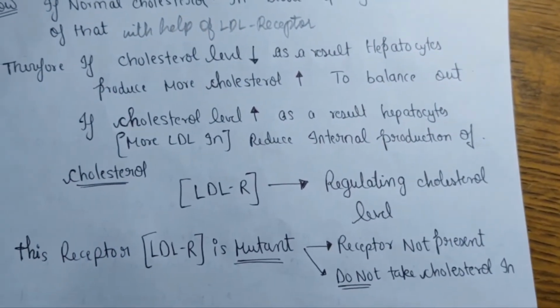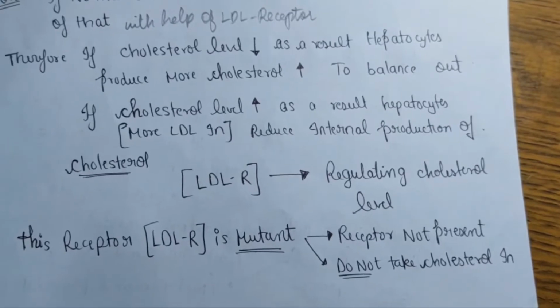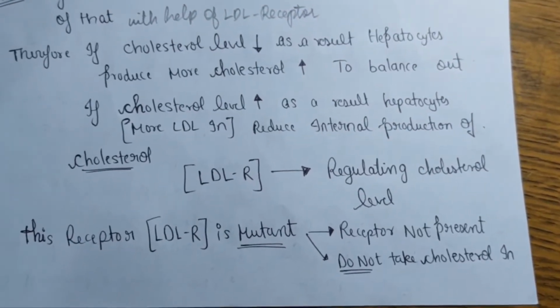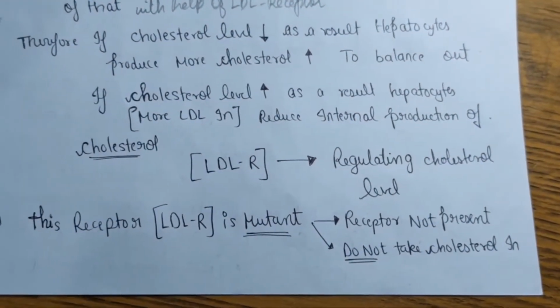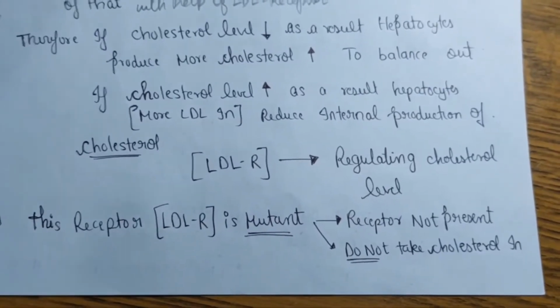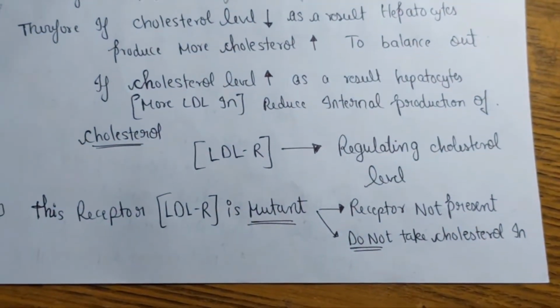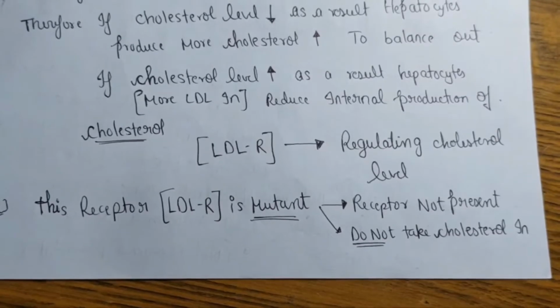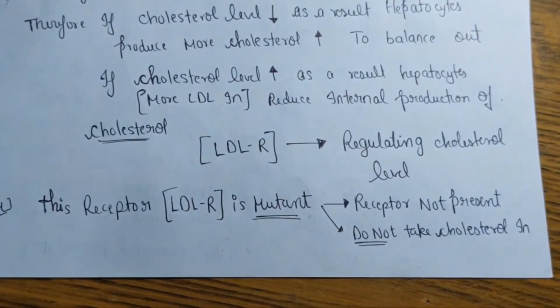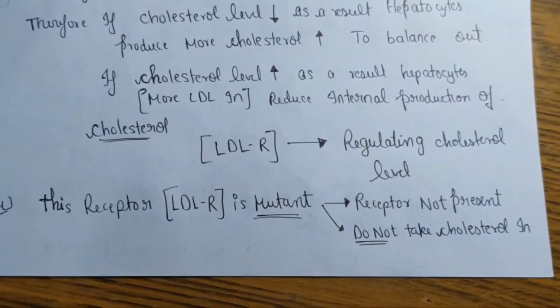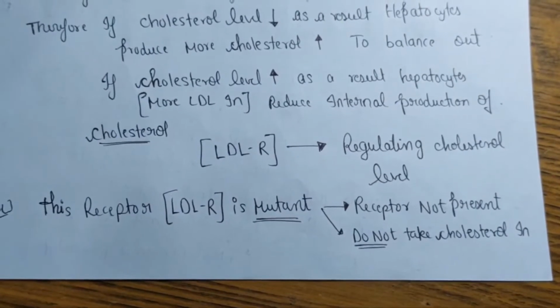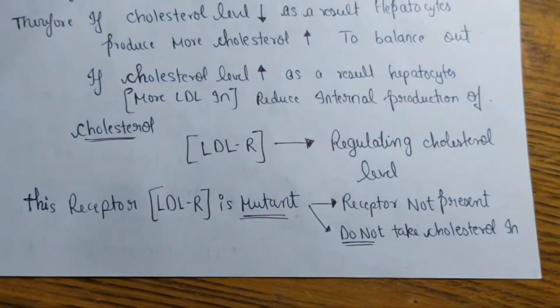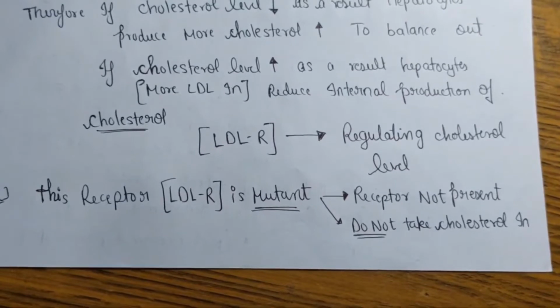If the cholesterol level is low, hepatocytes will produce more cholesterol to balance it out in the blood, and if the cholesterol level is high in the blood, the hepatocytes will reduce the internal production of cholesterol in the liver and balance out the level of cholesterol in the blood. So LDL receptors help in regulation of the cholesterol level.